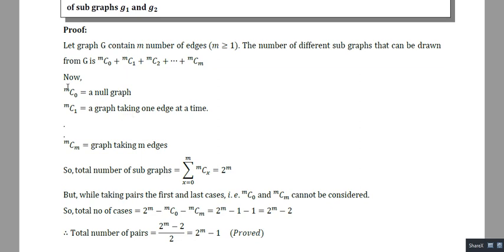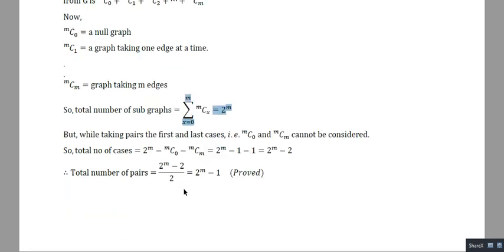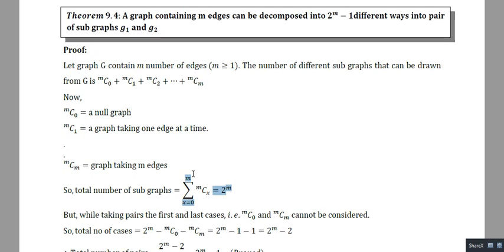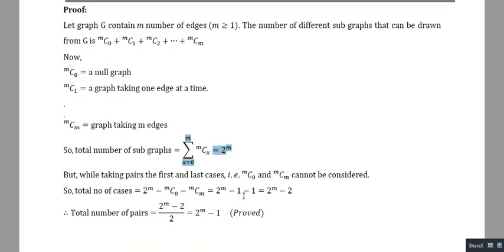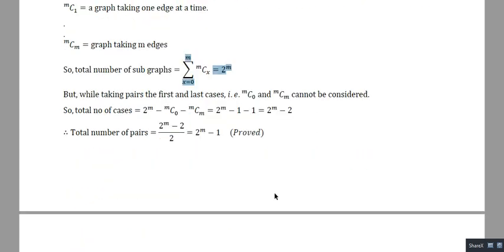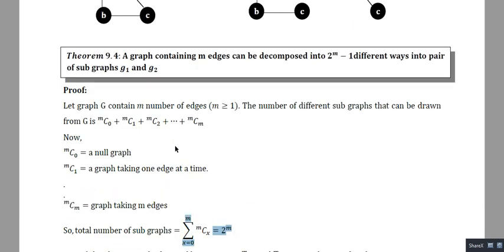So this is by selecting the subgraph having only 0 edges. This is taking 1 edge. Similarly, mC2 will be 2 edges. So the total number of subgraphs will be the summation of this, right? Summation mCx, x varies from 0 to m. So this basically is 2 power m values, right? Now the first, the 0 case, and the last case cannot be considered. So excluding those two, you will have 2 power m minus 2. Since it is given as pairs, you will just divide by 2. So it will be 2 power m, right?